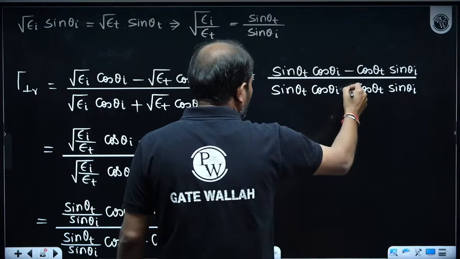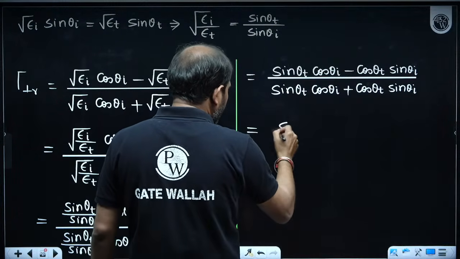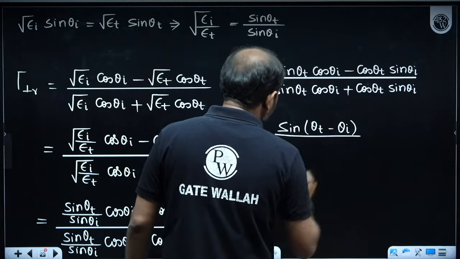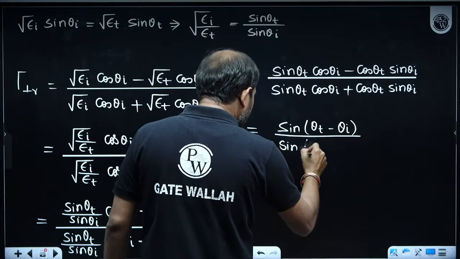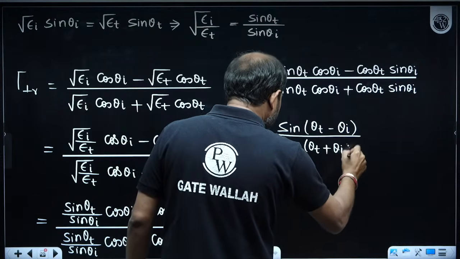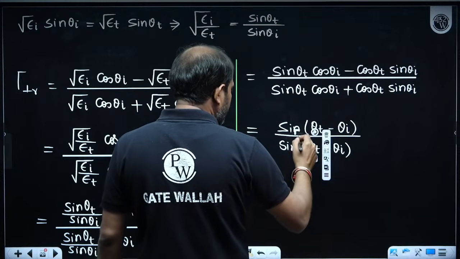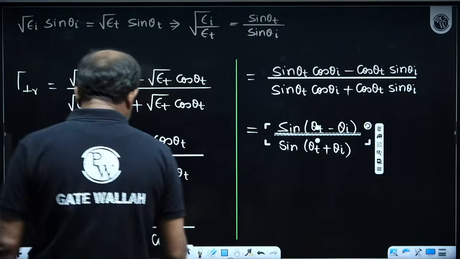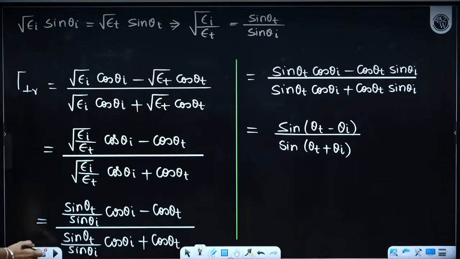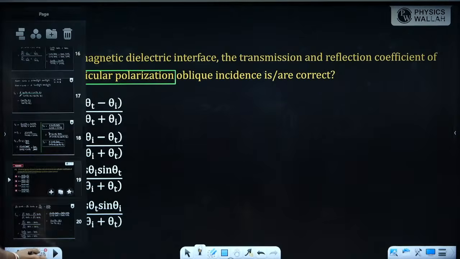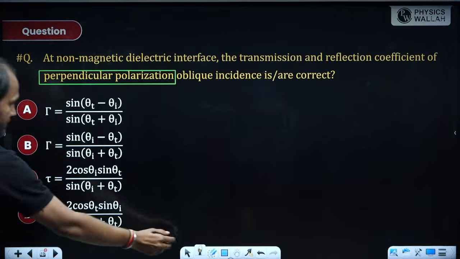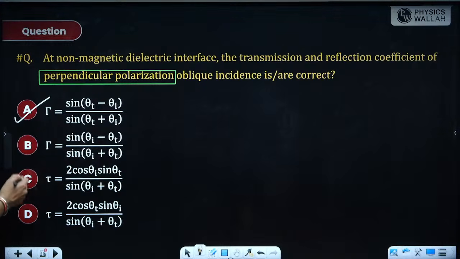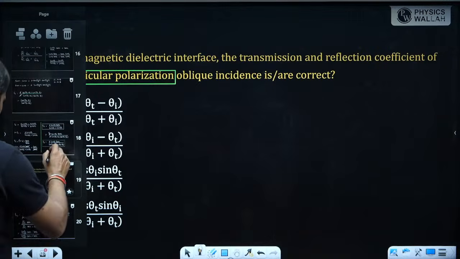Sin A cos B, cos A sin B, sin A minus B. So sin theta t minus theta I upon sin theta t plus theta I. In the form of sin it is. So in the form of sin, the gamma will be in the form of sin. So the answer is sin theta t minus theta I and theta t plus theta. Now we have to calculate tau.